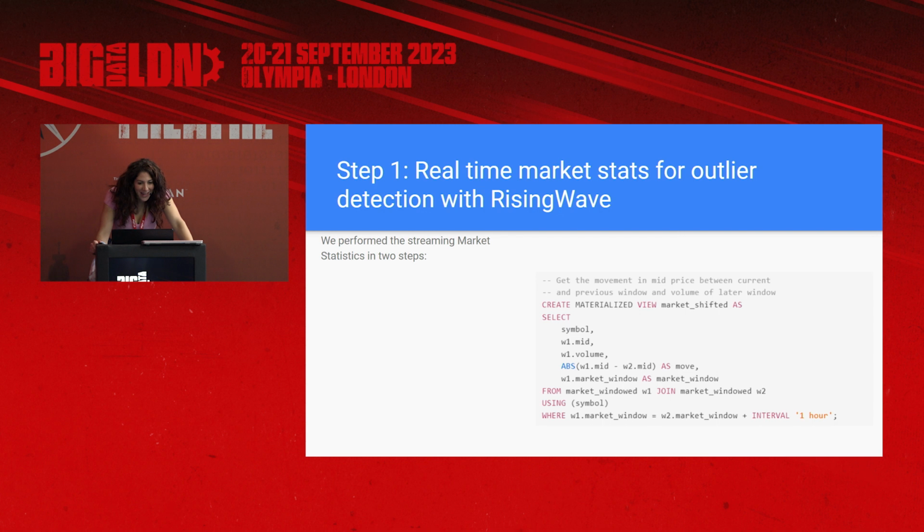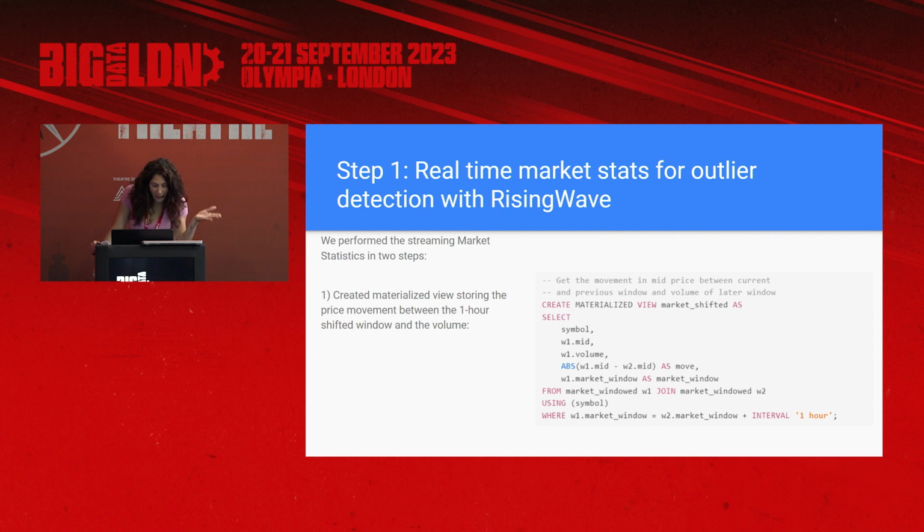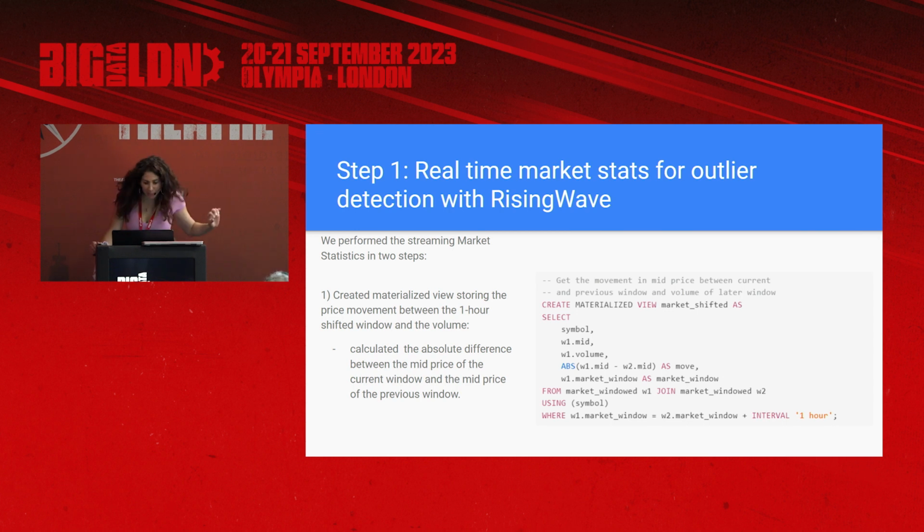So in this one, we performed the streaming market statistics in 2 steps. One, we created a materialized view storing the price movement between the 1-hour shifted window and the volume. So we calculated the absolute difference between the mid-price of the current window and the mid-price of the previous window, and then grouped the data by symbol and calculated the move for each group.